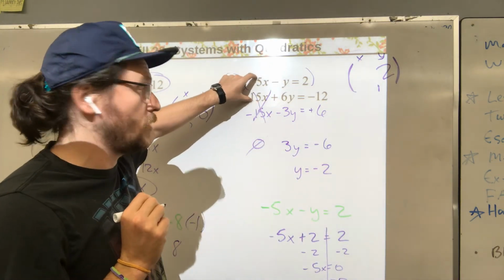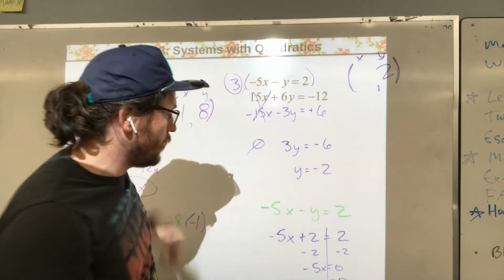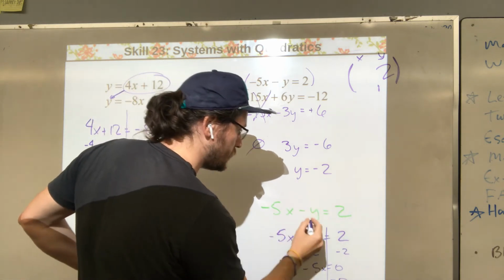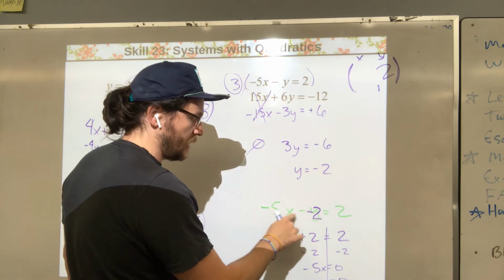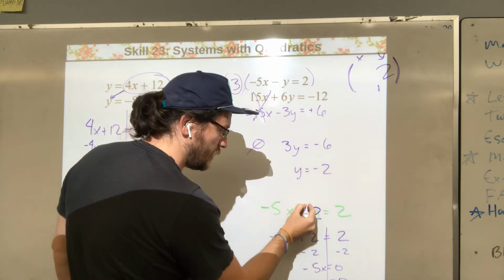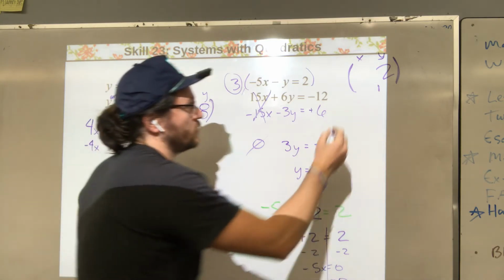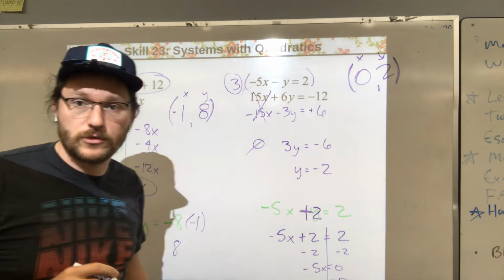Does not matter which of the equations that we had to start with that you plug it into. I picked the top one. When I plug in my 2 here instead of y, I end up with -5x minus 2, right? That's gonna turn into a +2. And when we solve that out, we get x equals 0. So that is the point where those lines cross.